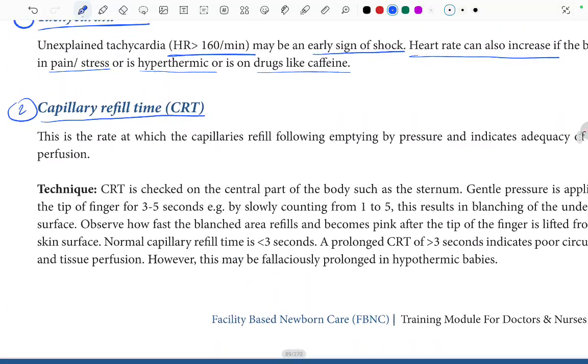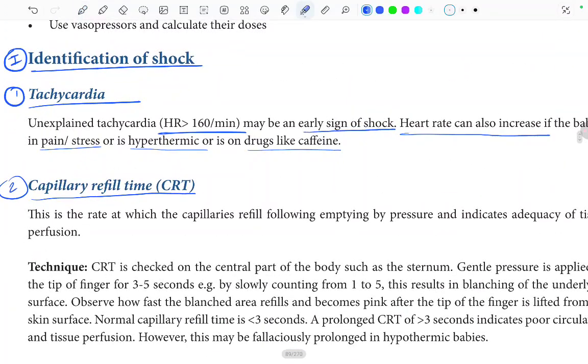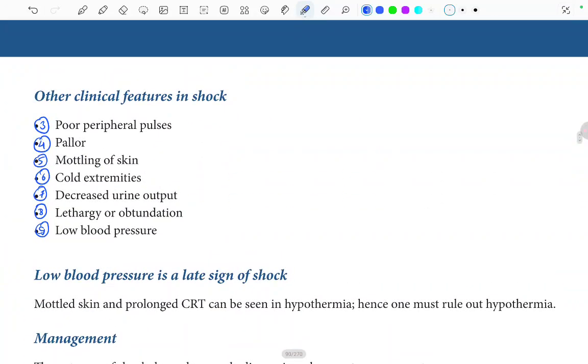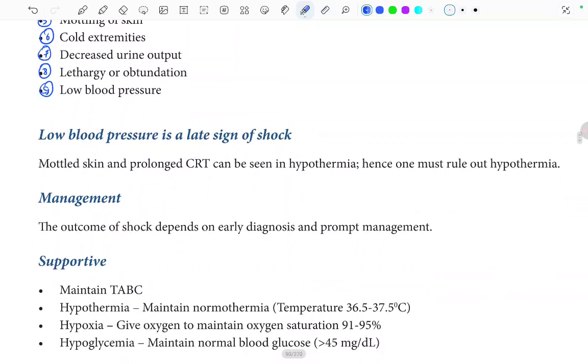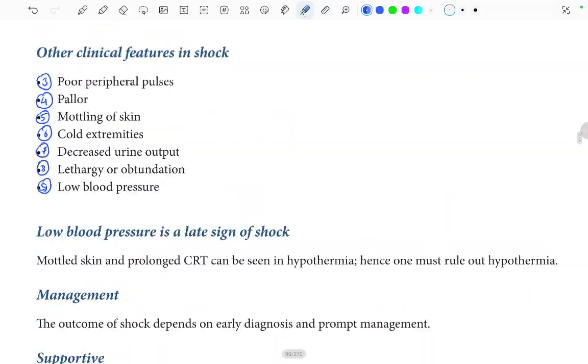Let's read that all again. First we saw was tachycardia. Second is prolonged CRT. Then poor peripheral pulses. Also, in warm shock, the CRT will be less than 1 second. Then poor peripheral pulses, pallor, mottling of skin, cold extremities, decreased urine output, lethargy or obtundation, and low blood pressure. So these are all the clinical features in shock. Now, low blood pressure is also a late sign of shock.